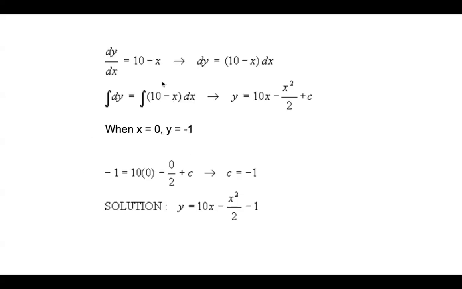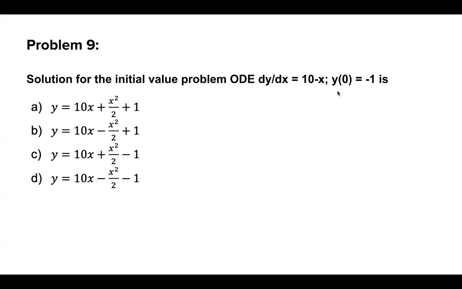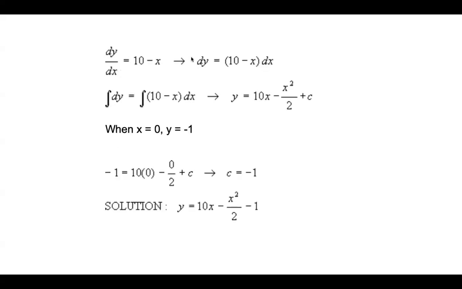So the answer: dy by dx is equal to 10 minus x. Integrating, you will get dy is equal to (10 minus x) dx. You can integrate both sides. Remember, the final answer when you integrate will be y is equal to 10x minus x square by 2 plus an integration constant, right?